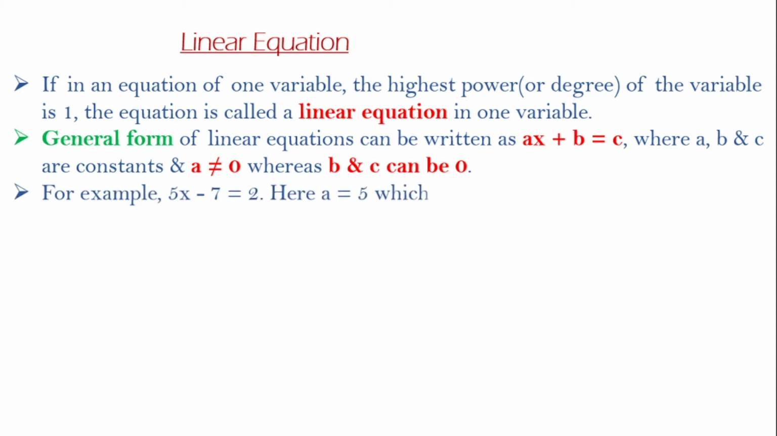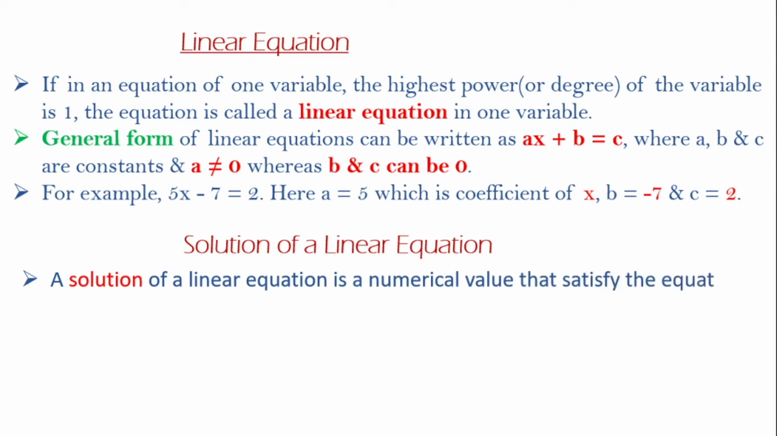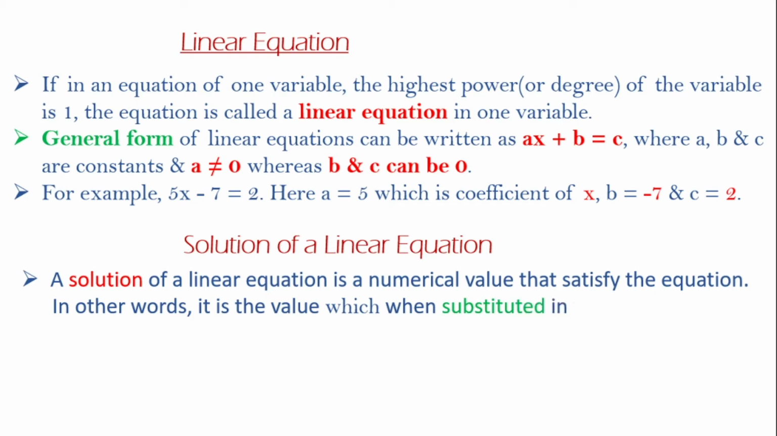For example, 5x minus 7 equals 2. Here a equals 5, which is the coefficient of x, b equals minus 7 and c equals 2. Next topic is the solution of a linear equation. A solution of a linear equation is a numerical value that satisfies the equation. In other words, it is the value which, when substituted for the variable, makes the right hand side, that is RHS, equal to the left hand side, that is LHS.